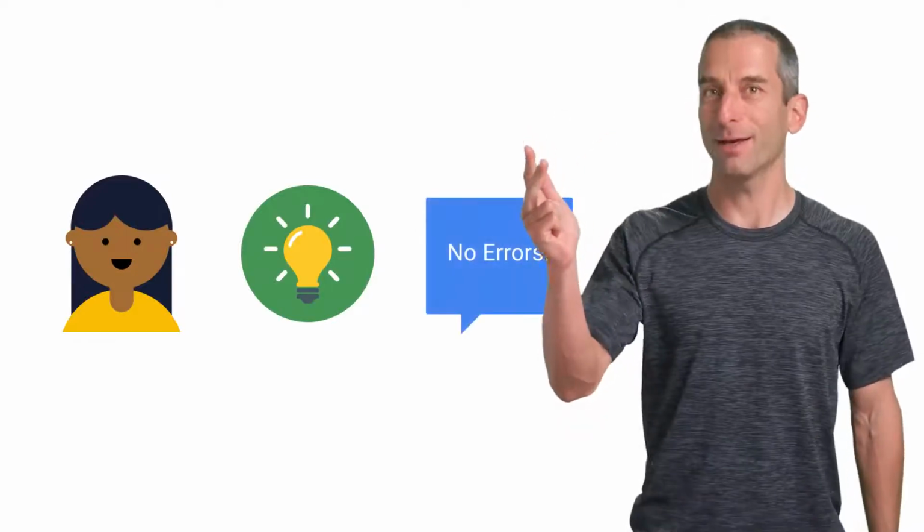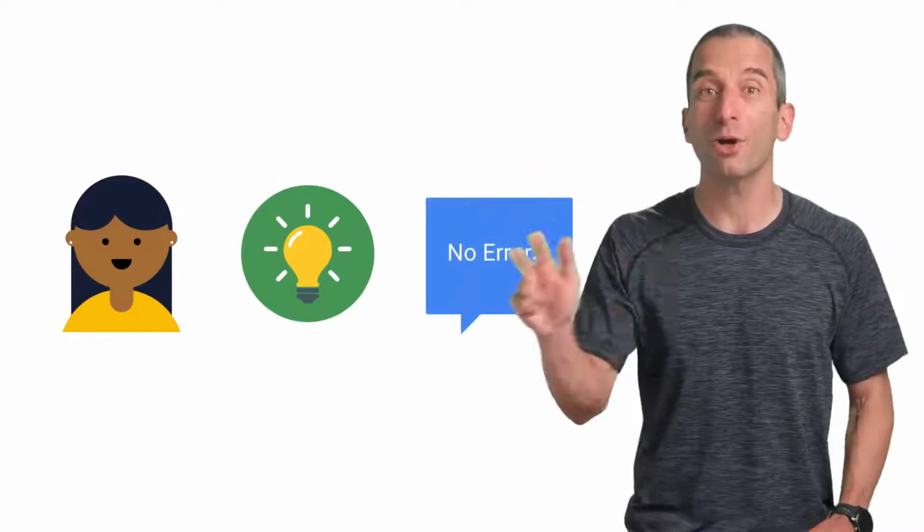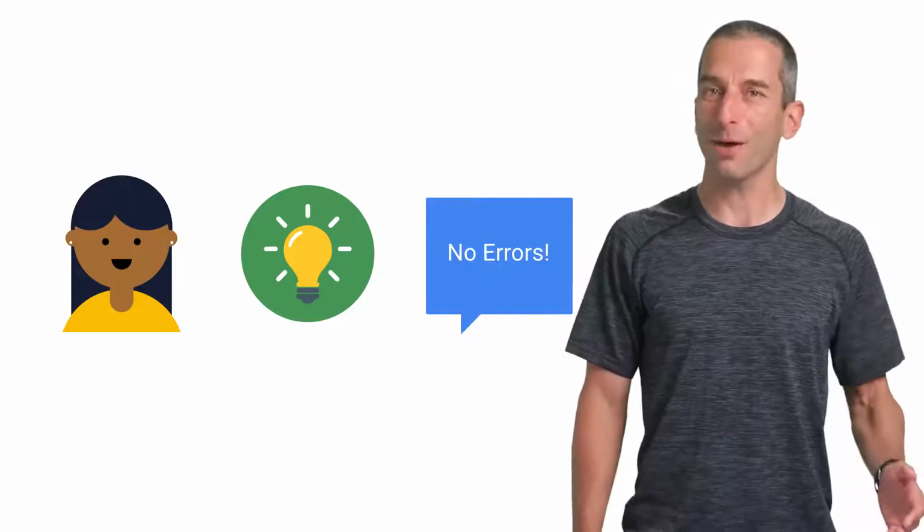The top 3 design tips. 1. Create a persona. 2. Think outside the box, literally. 3. Remember that in conversations there are no errors. Now, let's go a bit deeper on each of these tips.